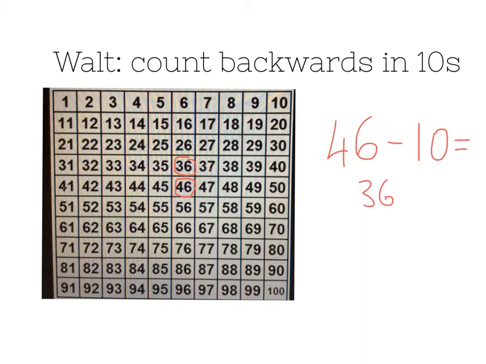We can count backwards in tens by simply going straight up the hundreds board. This is the coolest strategy in maths. If I'm at number 63 and I take away 10, I know that I'm only going to need to go up to 53 because my ones number, my 3, stays the same, and my tens number, I'm taking away one group of 10. So 63 take away 10 equals 53.